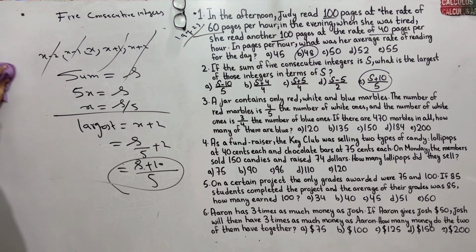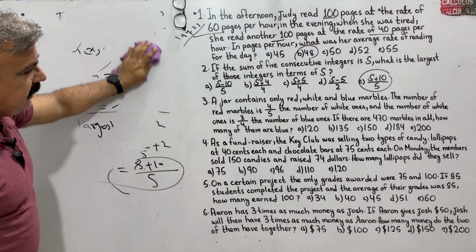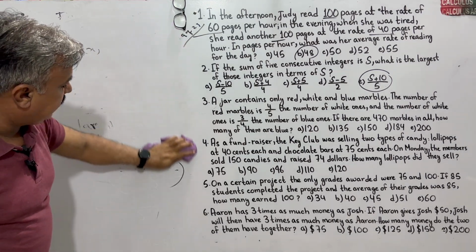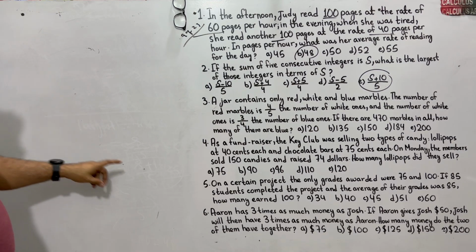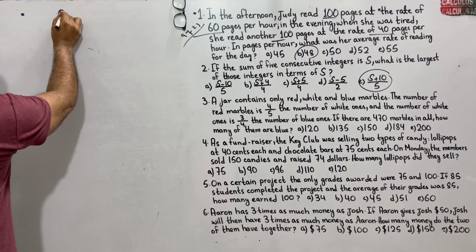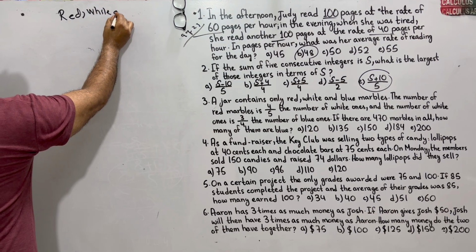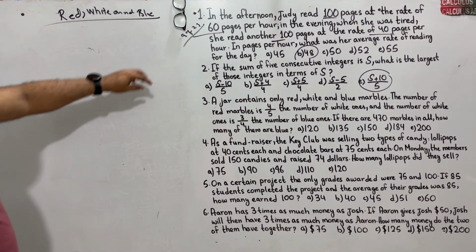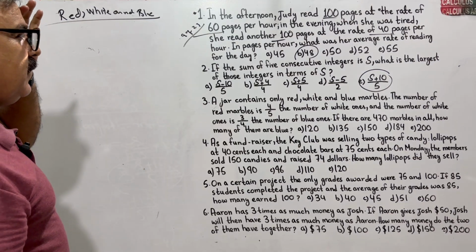Okay, moving towards the next question, that reads: a jar contains only red, white and blue marbles. These are the three colors, red, white and blue.